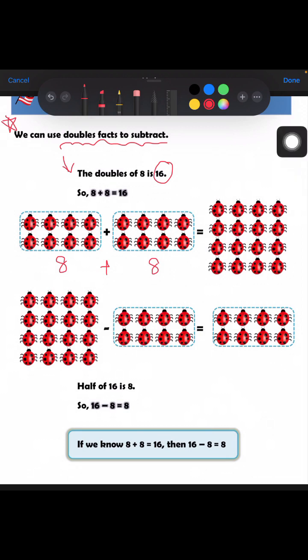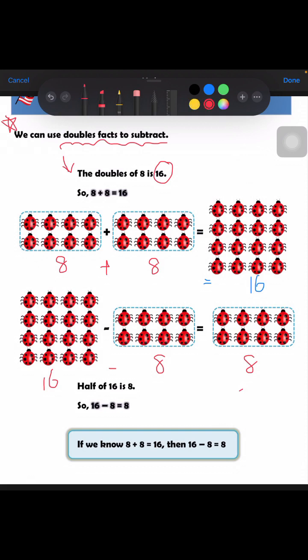So 8 plus 8, do you know how many in total? Yes, equals 16. If we do subtraction, for example, there are 16 ladybugs. If we minus 8 ladybugs, because half of 16 is 8, so 16 minus 8 equals 8 also.